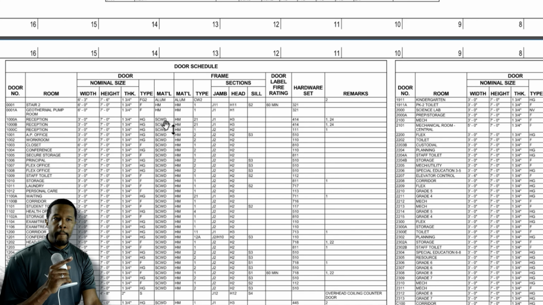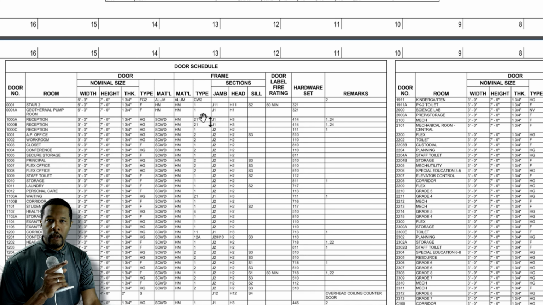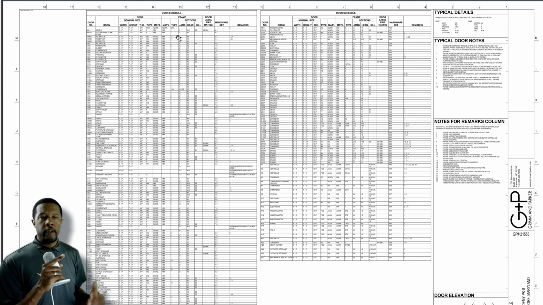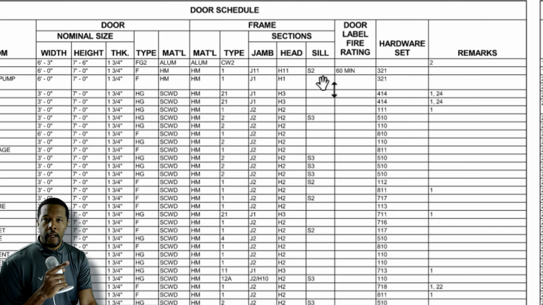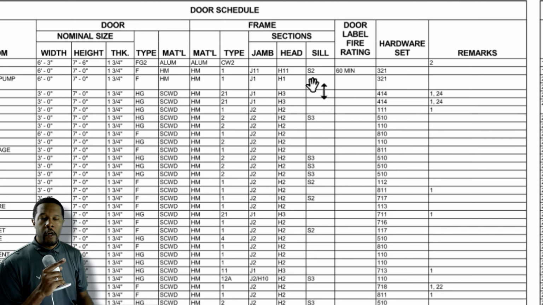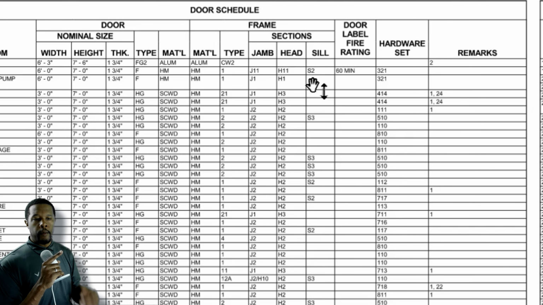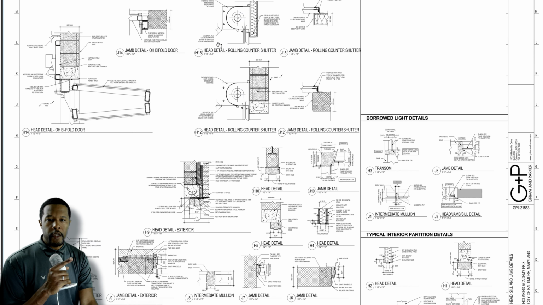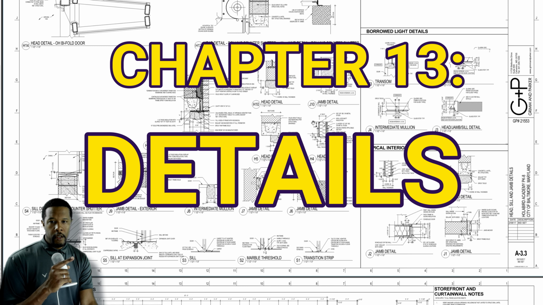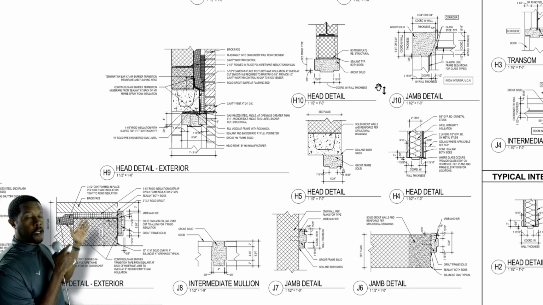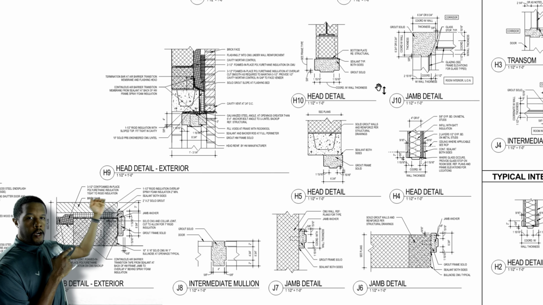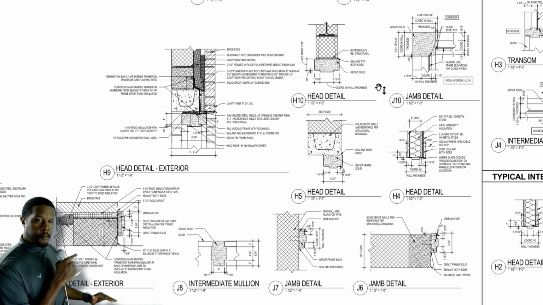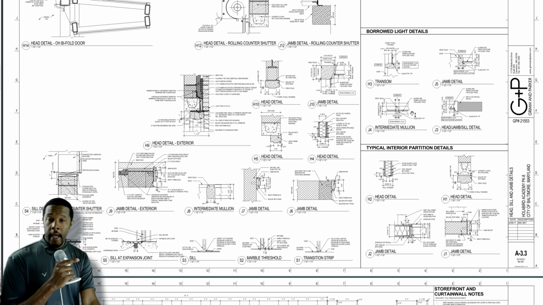The material, things like aluminum, hollow metal. As you follow this along, you could pretty much figure it out until you get maybe to the sections where it talks about the jambs, the heads, and the seals. These, J11, H11, and S2, are highlighting different details on a detail page. So as we go on to the next page, here is that detail page. These all reflect the connection details for the door, whether it's the jamb, which are the sides of the door, the head detail, which is the top of the door, or the seal, which is at the bottom. All of those can be looked at and viewed here.